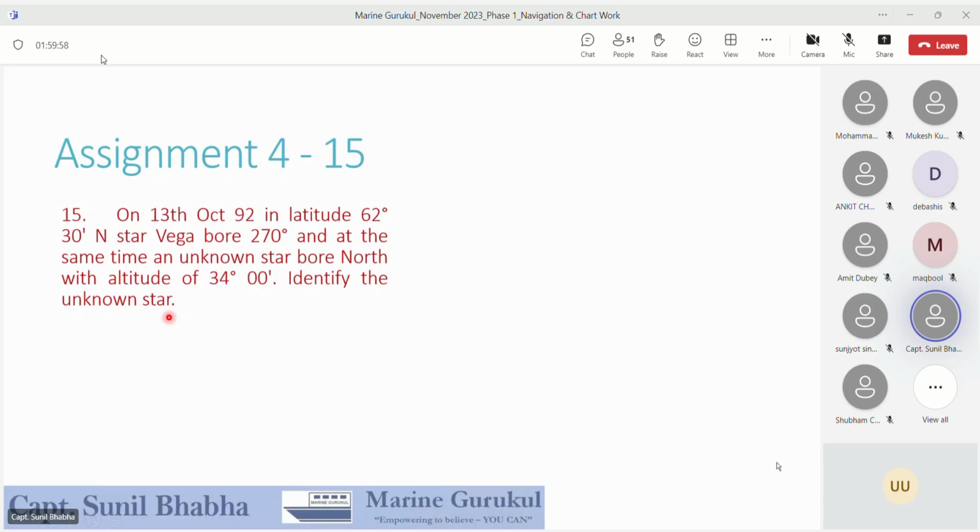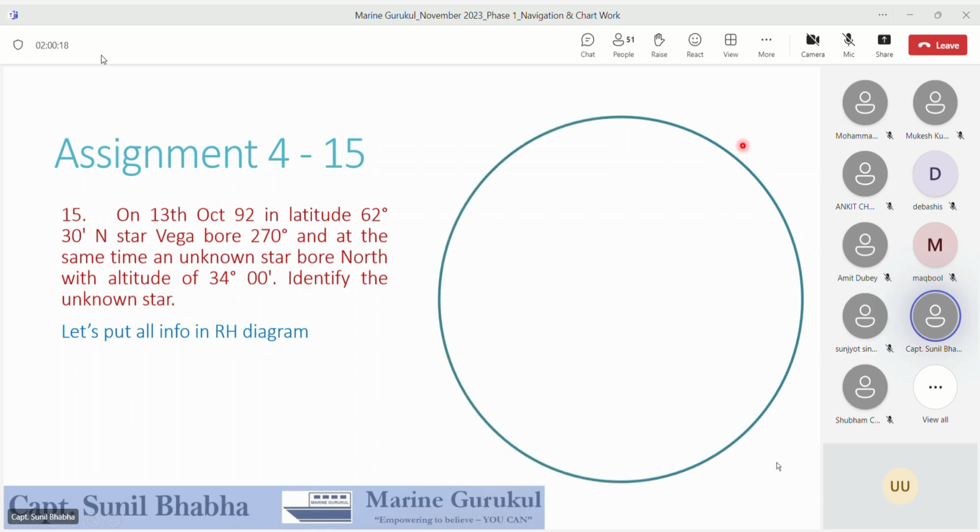That is, we will make the rational horizon diagram and we will feed or input all the information given to us in the question in that diagram, and the diagram will give us a lead. So let's put all the information in the rational horizon diagram. We have the rational horizon on the screen now. We can show the NESW points. The center of this diagram represents the zenith of the observer. So you see the Z, the zenith coming up in the center.